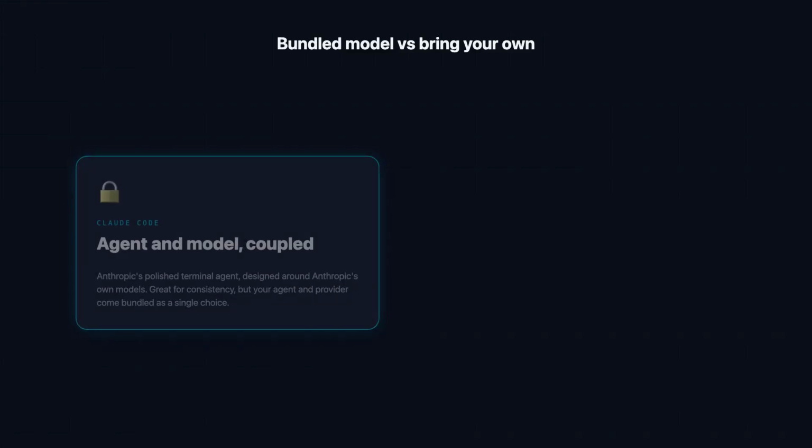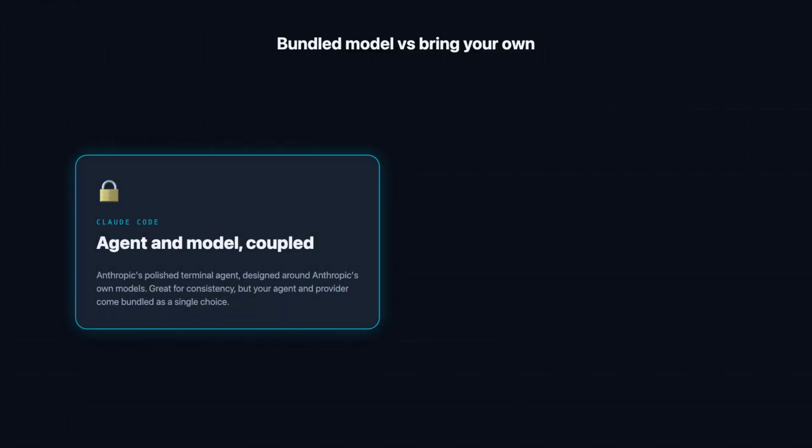So how is this different from the tools everyone already knows? The clearest contrast is with Claude Code, sitting right beside it. Take Claude Code, Anthropic's own terminal agent. It is polished and deeply capable, but it is designed around Anthropic's own models. That tight coupling is a strength for consistency, yet it also means your agent and your model provider are effectively bundled together as one decision you can't easily separate.